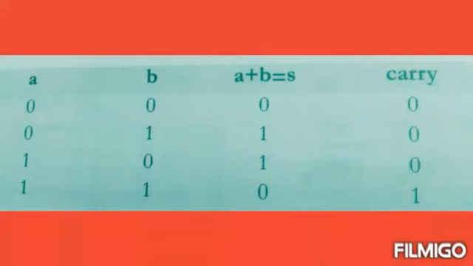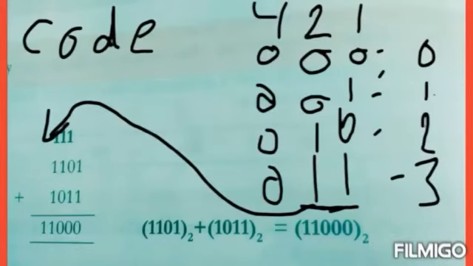In binary numbers, we have seen that 2 is written as 10 and 3 is written as 11 and so on. Now we will add 1101 and 1011. We start from the right side, 1 plus 1 is 2, and in binary number we write 2 as 10. That's why we write 0 in the bottom and 1 goes to carry.